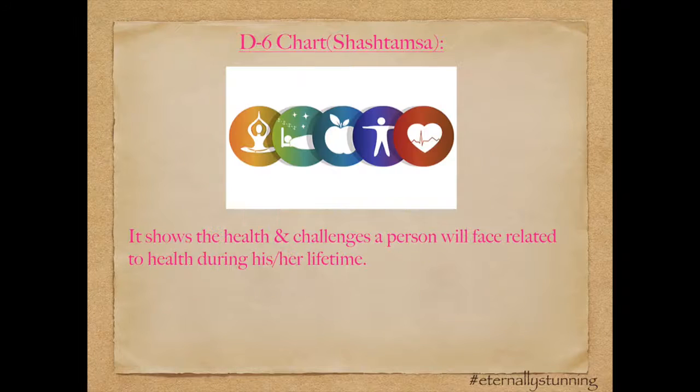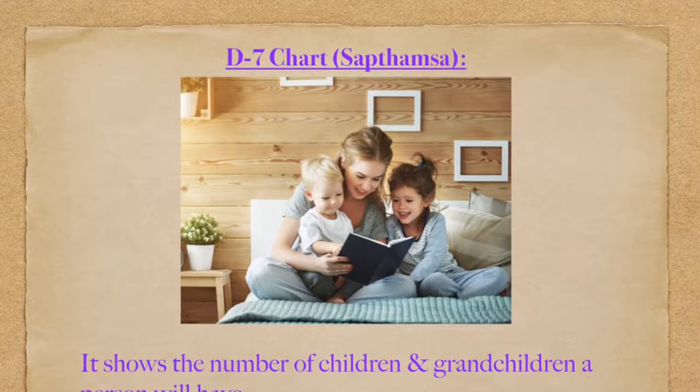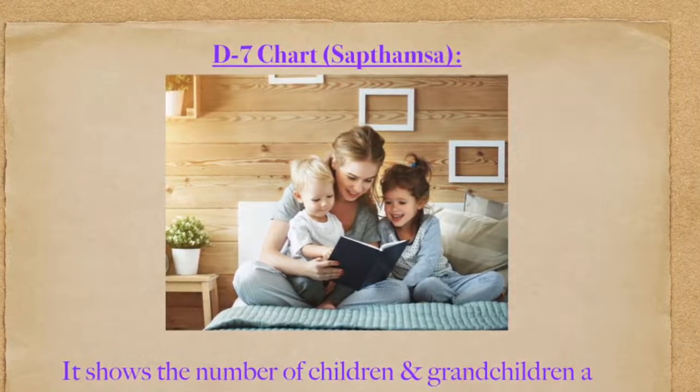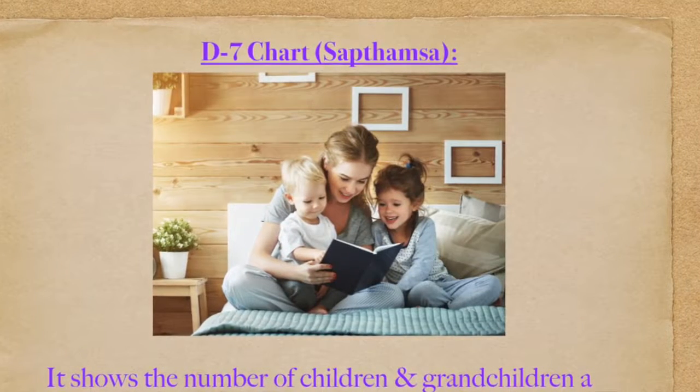Then comes the D6 chart. The D6 chart is also called Shashtyamsha. It shows challenges to be faced by a person on the health front. Overall, how the health of a person will be and what changes the person will undergo through his lifetime in relation to health. Then comes the D7 chart, which is also called Saptamsha chart. It shows information about children and grandchildren, and it also shows the sex of your child, maybe will it be a boy or a girl.